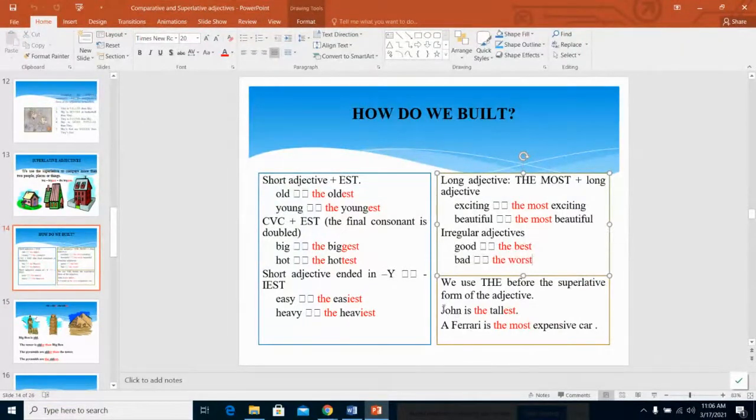So we can say John is the tallest. That means he is taller than all others. Ferrari is the most expensive car. That means it is expensive out of all other cars. Okay, so the most and est. Any question?